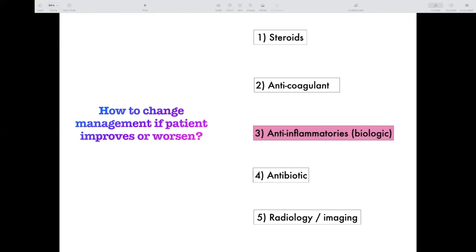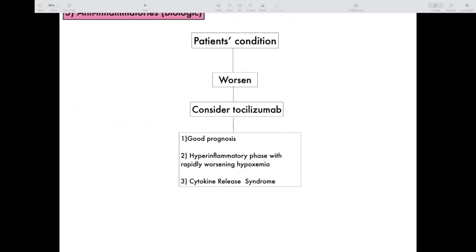Next, we are going to talk about anti-inflammatory. If the patient's condition is worsening, as I said, we should consider the usage of tocilizumab with the criteria that I mentioned, which are good prognosis in hyperinflammatory phase or in CRS.